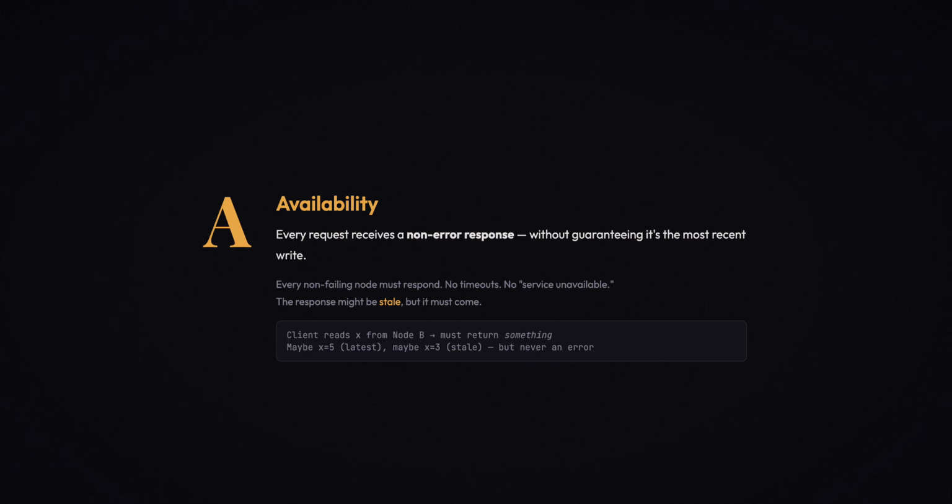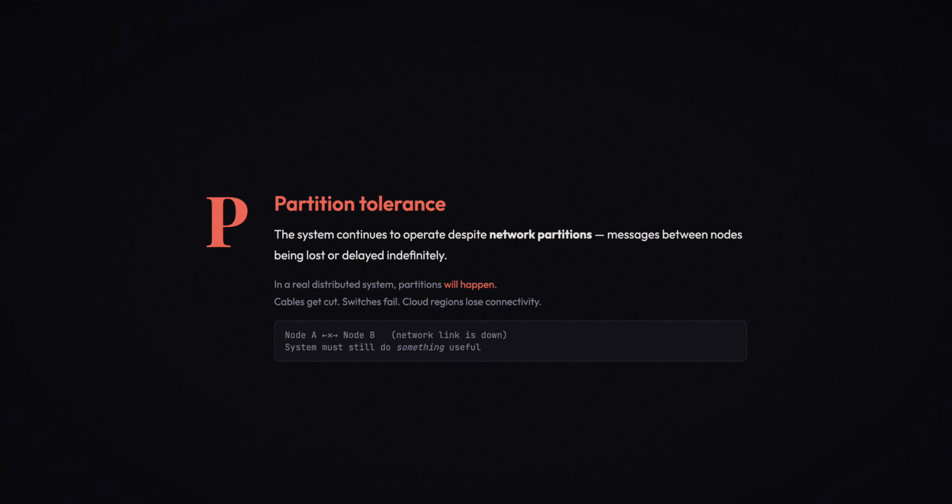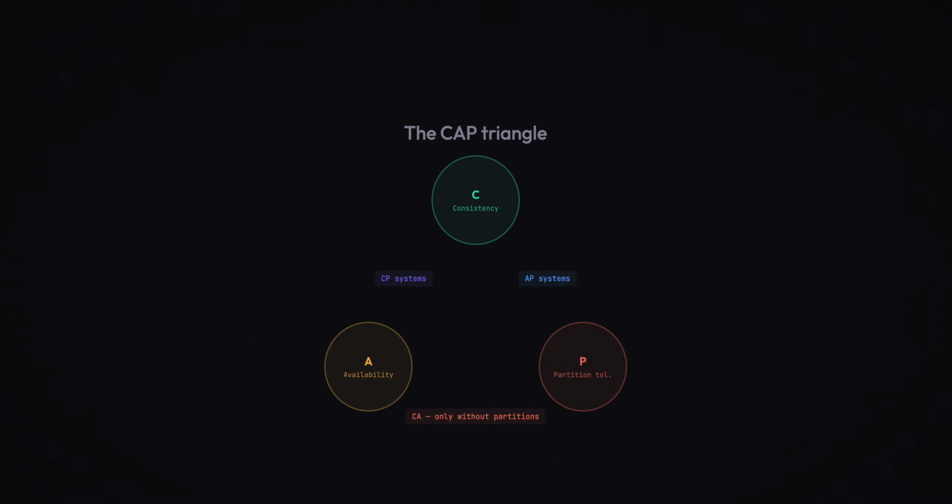P is for partition tolerance. This means the system continues to function when the network between nodes is broken. A network partition is when messages between two groups of nodes are lost or delayed indefinitely. Think, a fiber cable gets cut between two data centers, or a switch fails and half your cluster can't talk to the other half. Here's the critical point. In any real distributed system deployed across multiple machines, partitions will happen. They are not hypothetical. Google, Amazon, Microsoft, they all experience partitions. It's a fact of operating at scale.